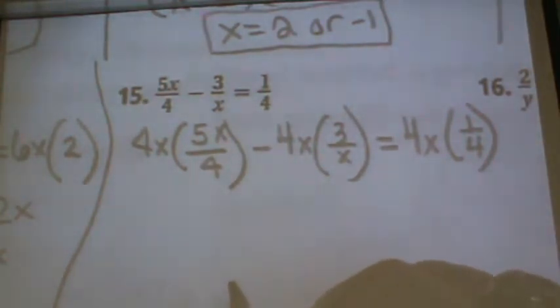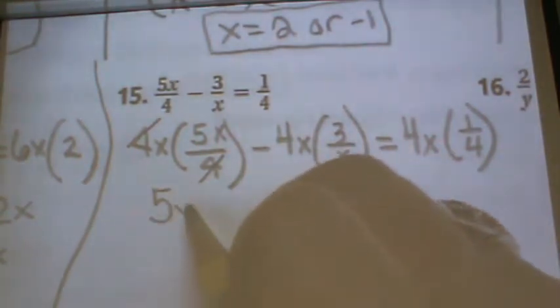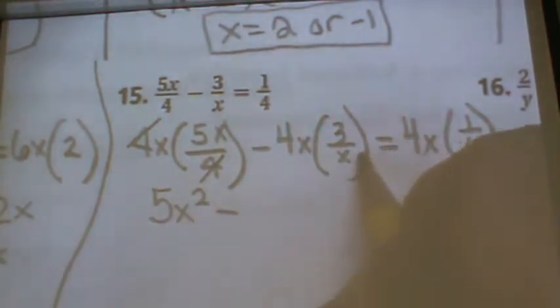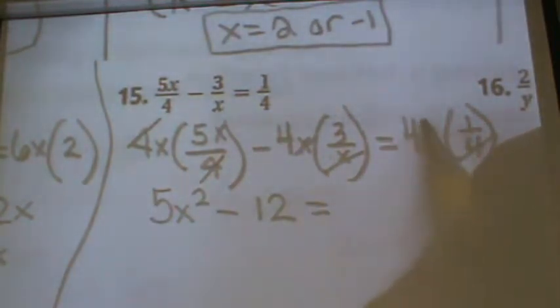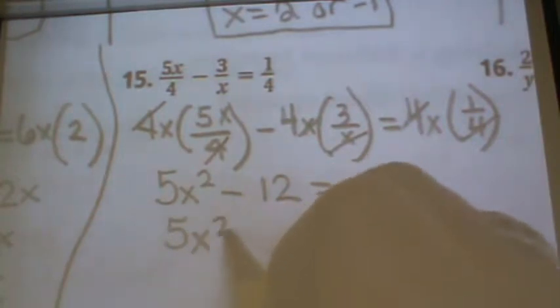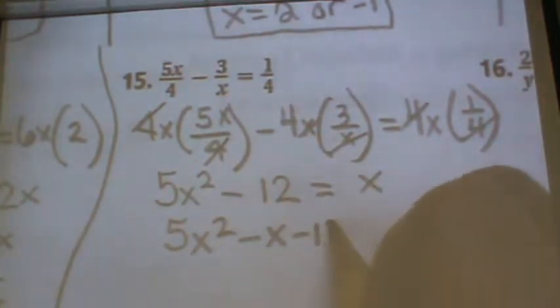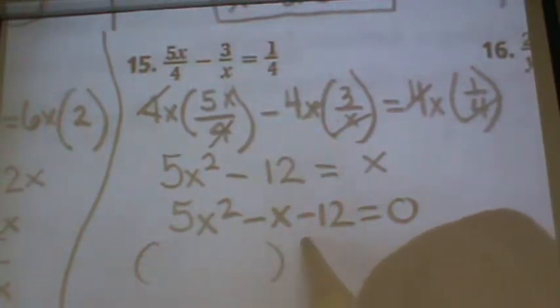I want to hear from you guys. The 4 cancels out, so you have an x left, and that'll equal 5x squared. Good. And then the x cancels out of there, so you'll have a negative 12. And you put the little equal sign there. Okay, so you bring everything to one side, and a lot of you guys are going to try to factor this, and it's not factorable.